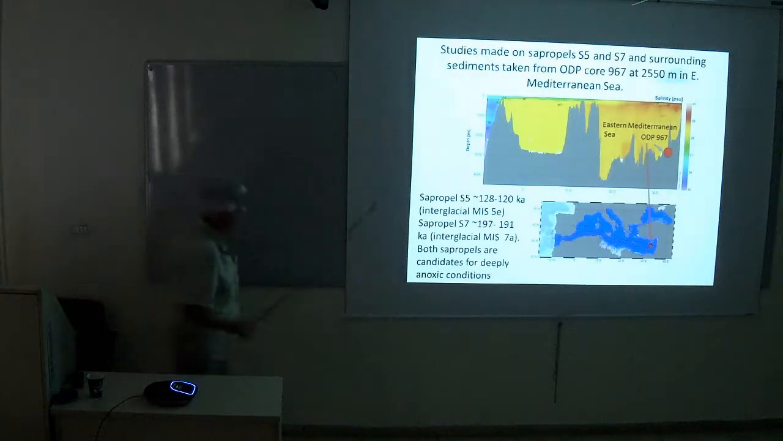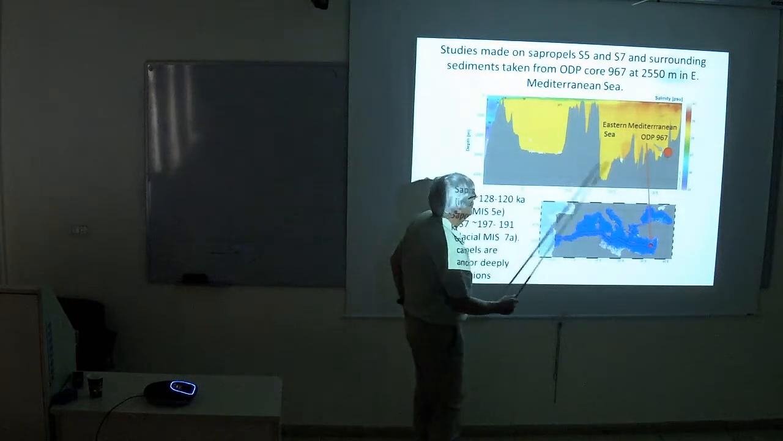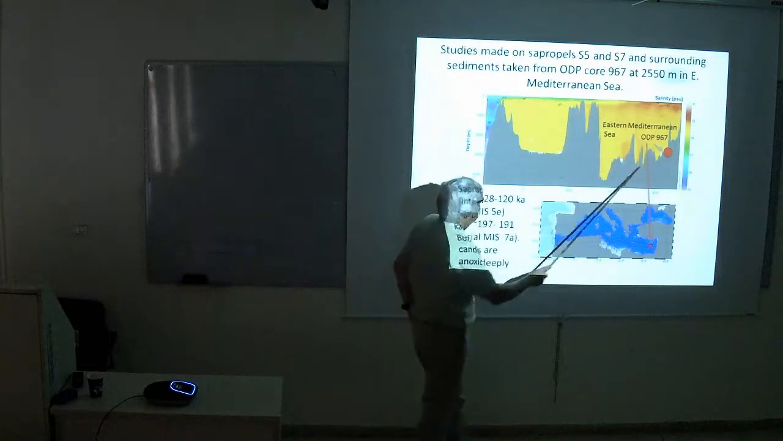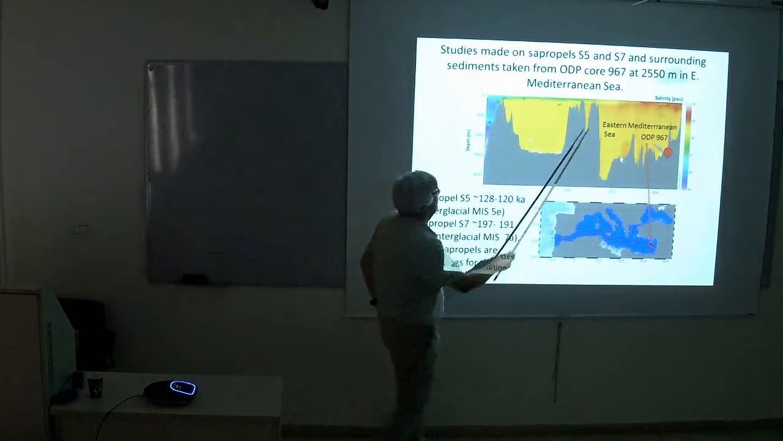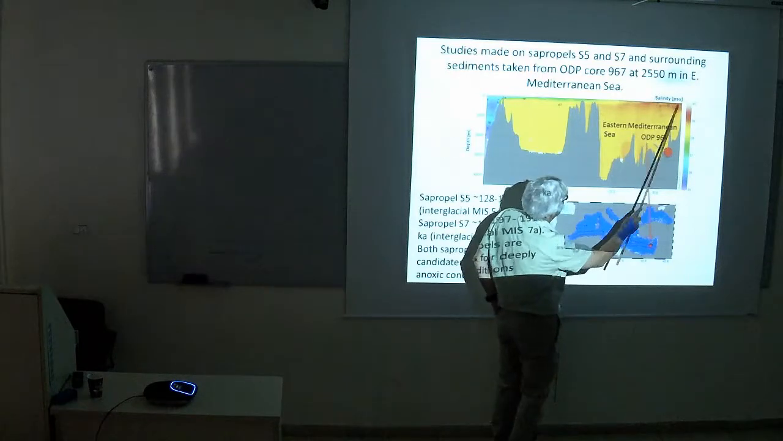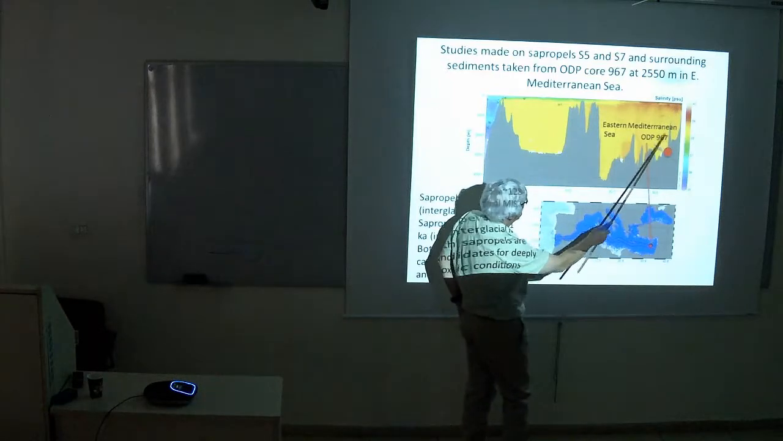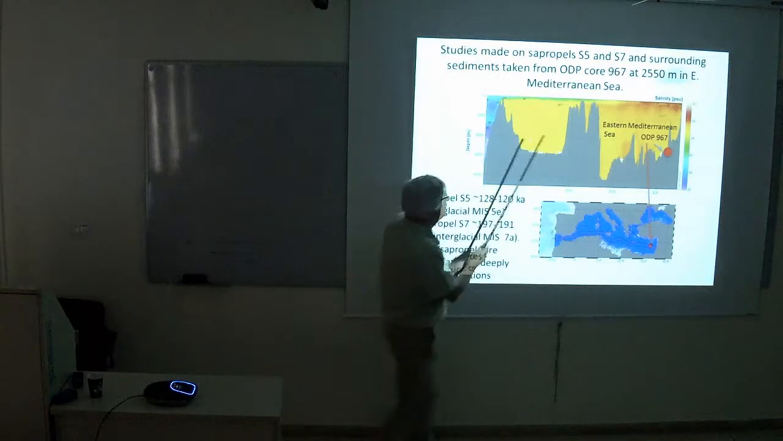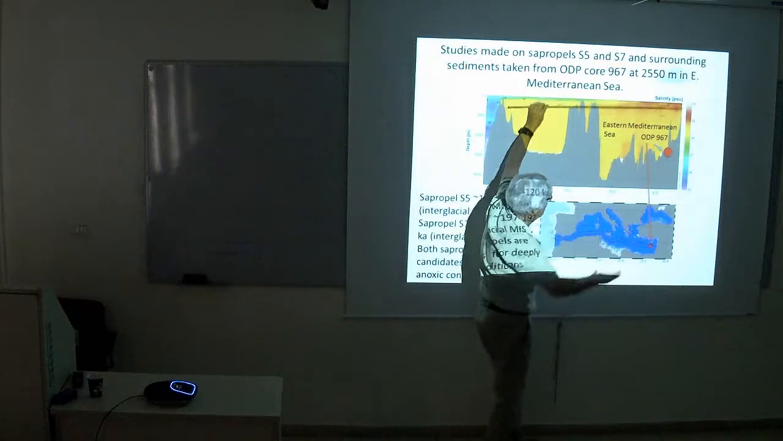This is the site we chose. It's a core, ODP 967, at about 2.5 kilometers depth, just south of Cyprus. And as you see, it's in the eastern Mediterranean basin with its sill. Here you see the present salinity. This is the high salinity that is causing the thermohaline circulation. These saline waters are sinking and promoting the circulation of water in the current Mediterranean. But in sapropel time, everything stopped. The fresh water layer captured it.